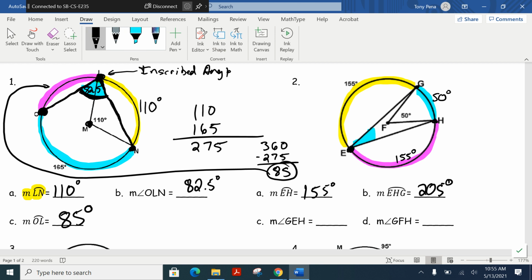Center angle means it has to be in the center. Clearly that one is not. So this is an inscribed angle. Isn't this angle always 1/2 of the arc that it creates? So look at the arc that it creates. It extends out to here. It extends out to here. The arc that we create here is the blue one. And if that blue arc is 50, this has to be 1/2 of it. All right, so this is 25 degrees.